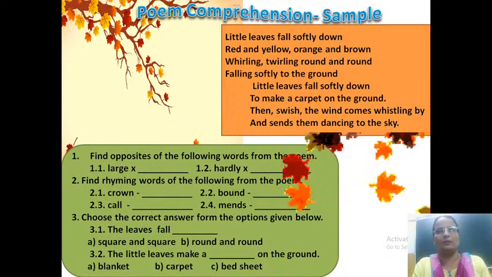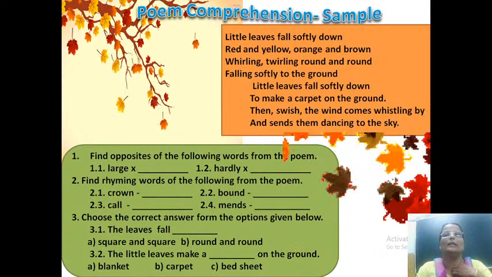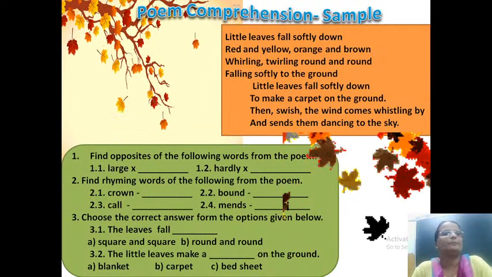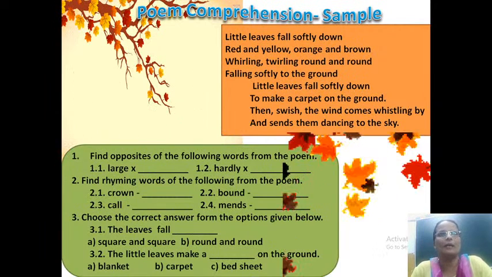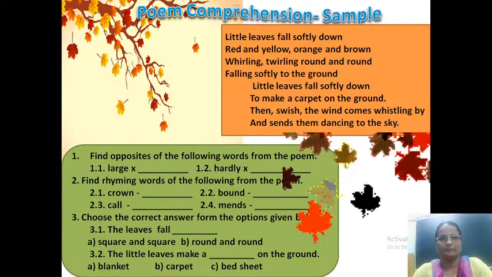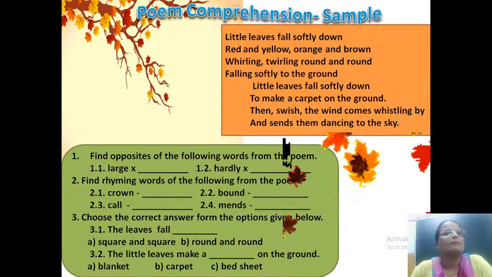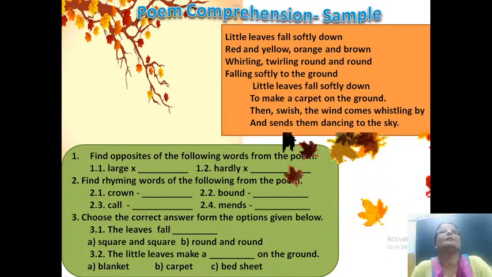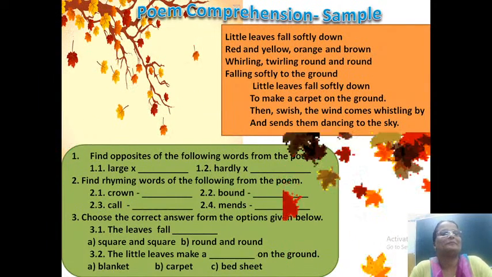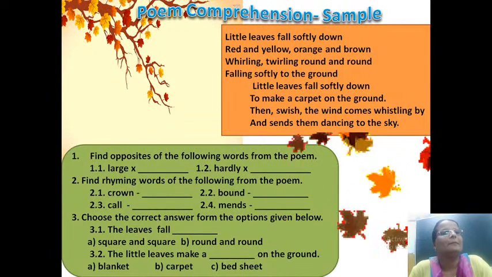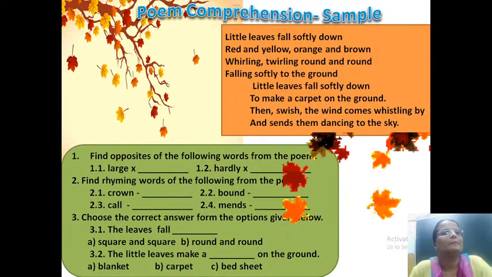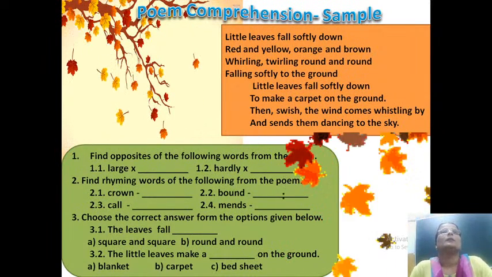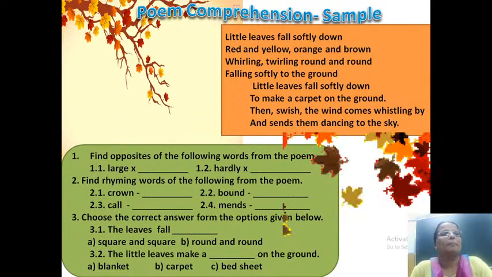First one is crown. Crown. What is the rhyming word given in the poem? Write down. Write in chat box fast, quick. Brown, crown, crown, rhyming word. Yes, brown. So, crown rhyming word is brown.